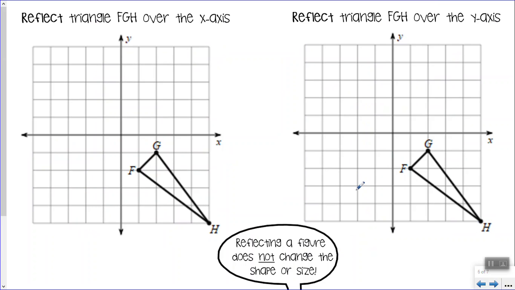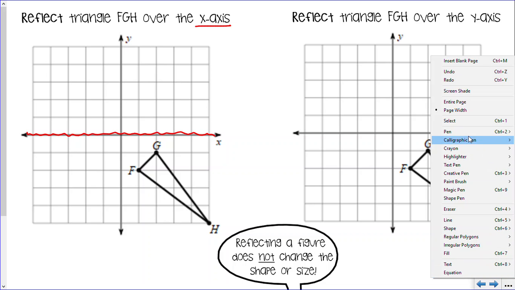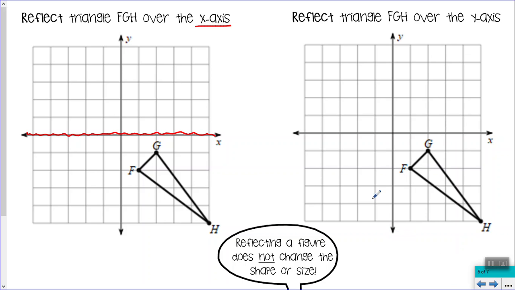We can do the same thing with a triangle. So here we're going to reflect over the x-axis. So again, I'm going to highlight that. I'm just going to draw that in there. Okay. And now we're going to do the same thing. This is all about counting. So if you can count, you can reflect shapes.